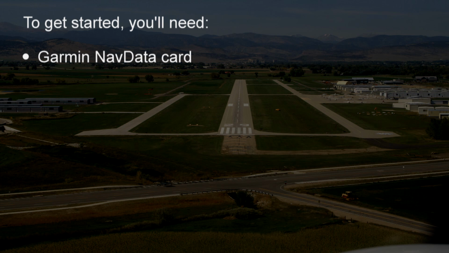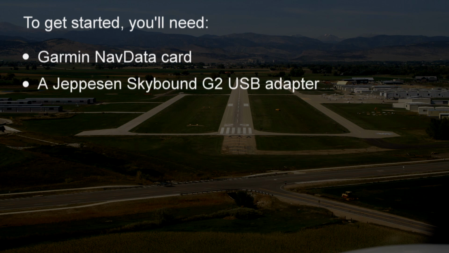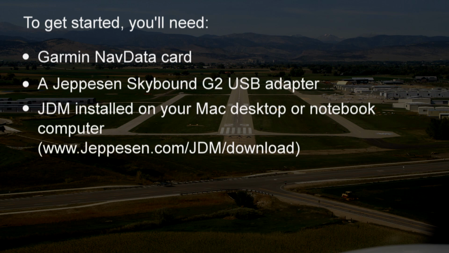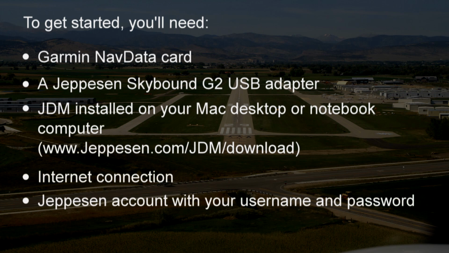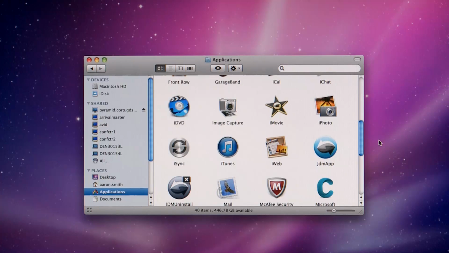To get started, you'll need your Garmin nav data card, a Jeppesen Skybound G2 USB adapter, and JDM installed on your Mac desktop or notebook computer. If you don't already have JDM installed, you can download it from www.jeppesen.com/JDM/download. You'll also need an internet connection and a Jeppesen account with your username and password. Okay, now you're ready to download your Garmin nav data.